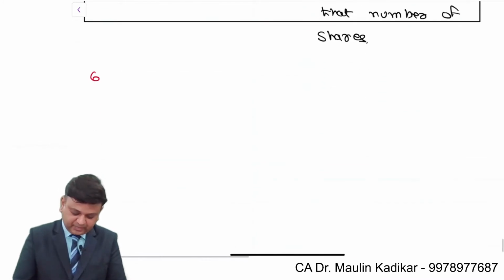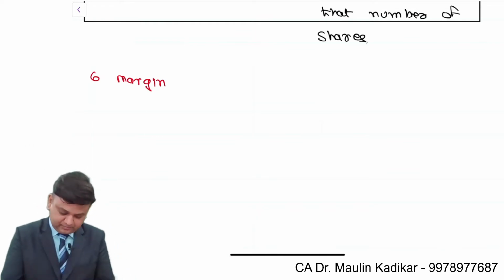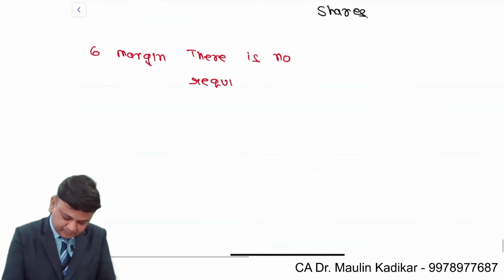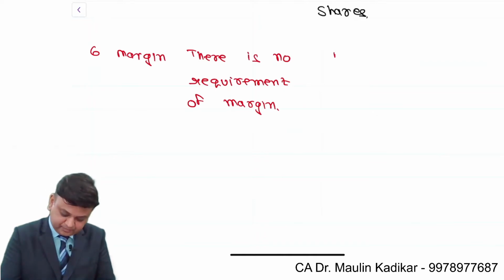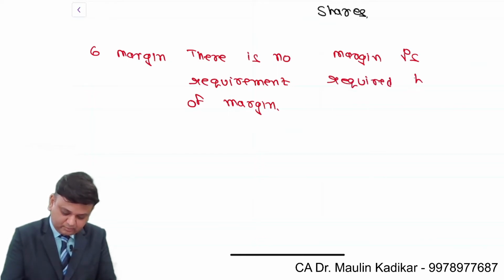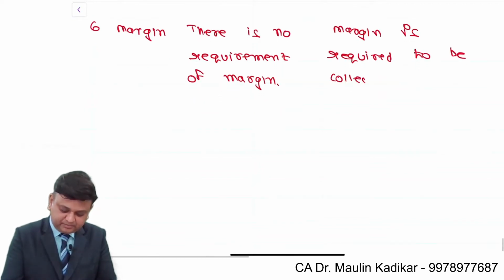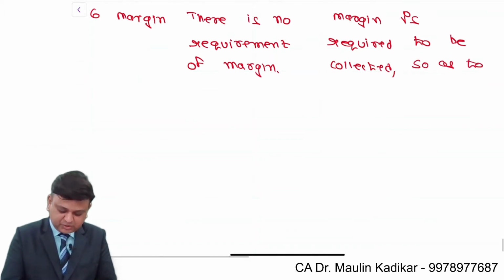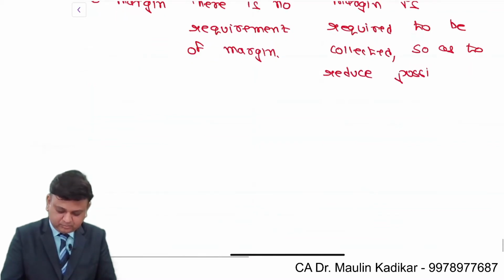Sixth, margin. In the forward contract column, write down: there is no requirement of margin. In futures, write down: margin is required to be collected, so as to reduce possibility of default.